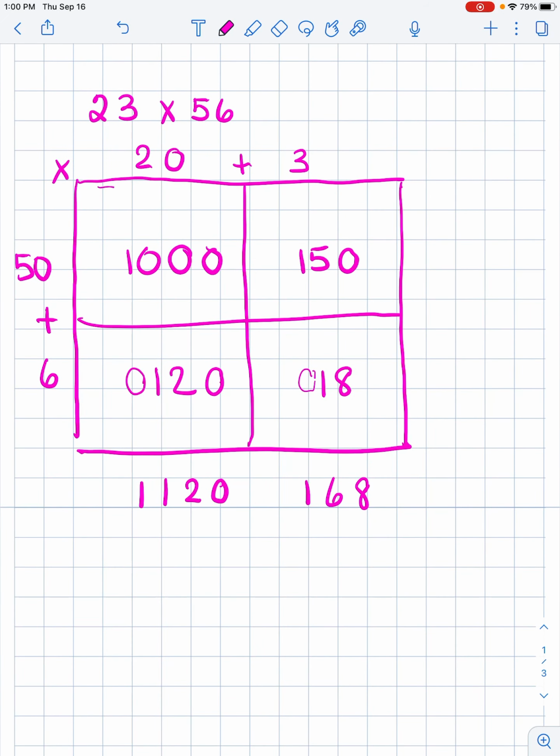And then you see this plus sign up here? I have to bring it down, which means I have to add these two numbers. Now, I'm going to add them on the side so that I can line them up and make it easier for myself.